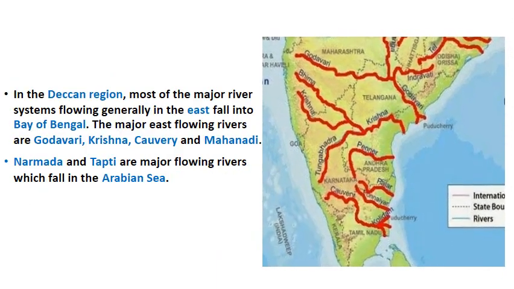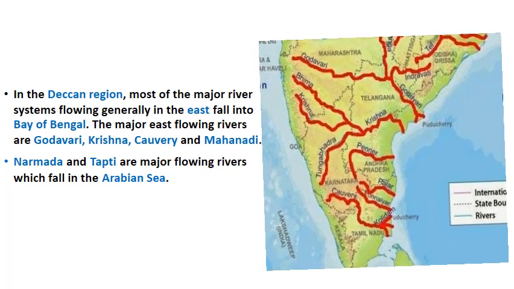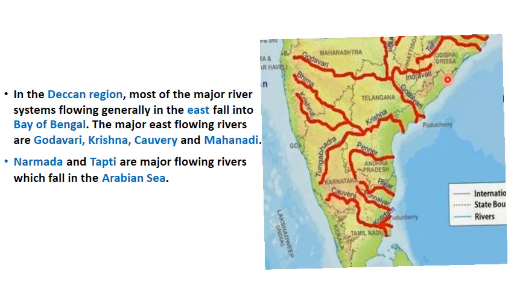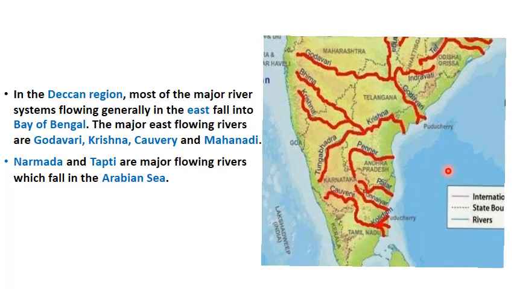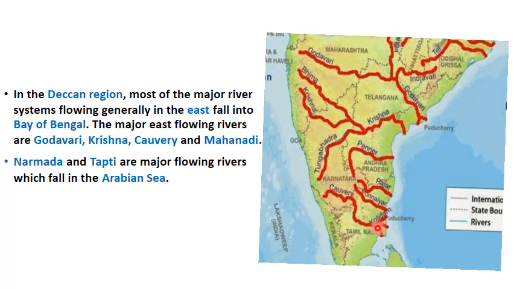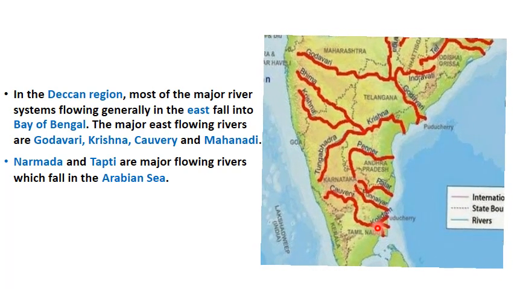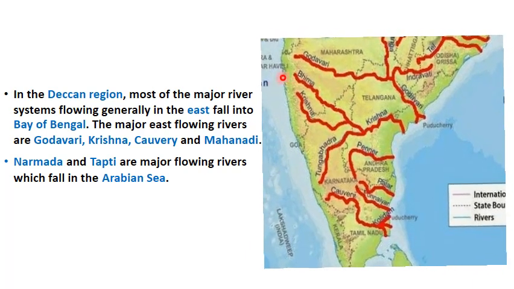In the Deccan region, most of the major river systems flowing generally in the east fall into the Bay of Bengal. The major east flowing rivers are Godavari, Krishna, Kaveri, and Mahanadi. They flow in the east. Narmada and Tapti are major west flowing rivers which fall in the Arabian Sea.